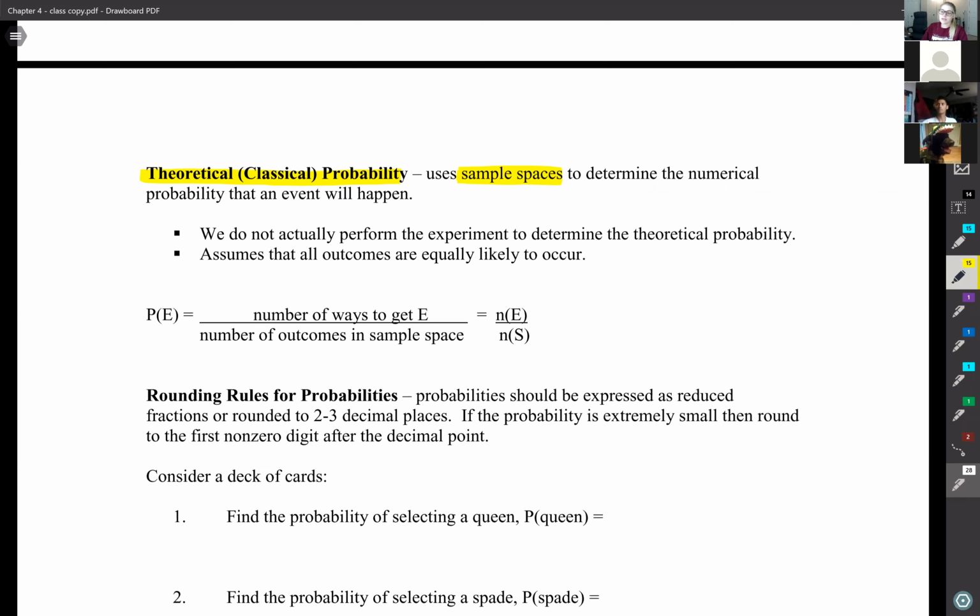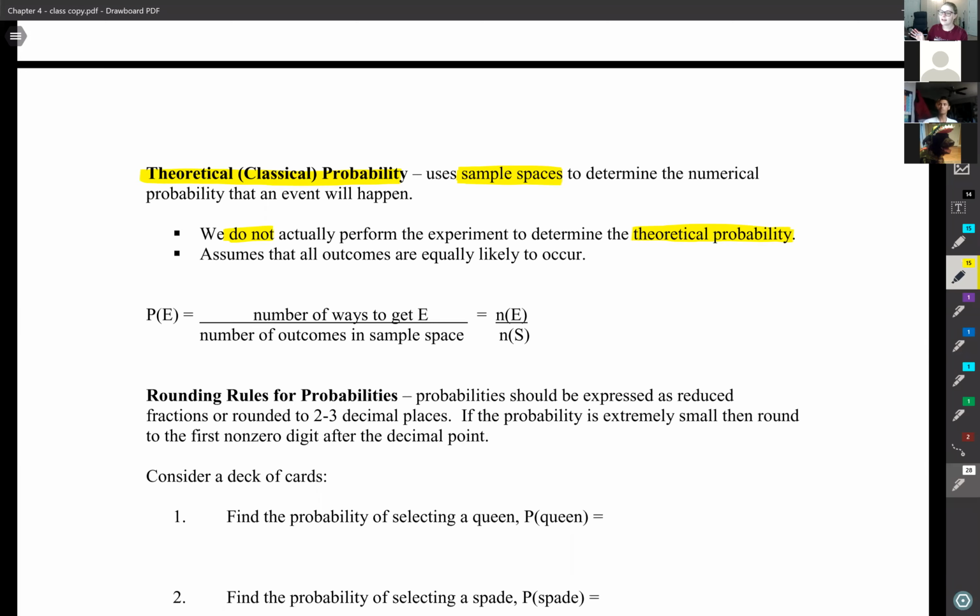This will probably make more sense when we do an example, but let's talk about a few details with theoretical probability. We do not actually perform the experiment to determine theoretical probability, hence the name theoretical. If you're asking what's the chance that I roll a 4 if I roll a die once, you're not actually doing anything. You're just using the concept that there are 6 possible outcomes when you roll a die, and we assume they're all equally likely and say there's a 1/6 chance that you roll a 4. You don't actually do anything.